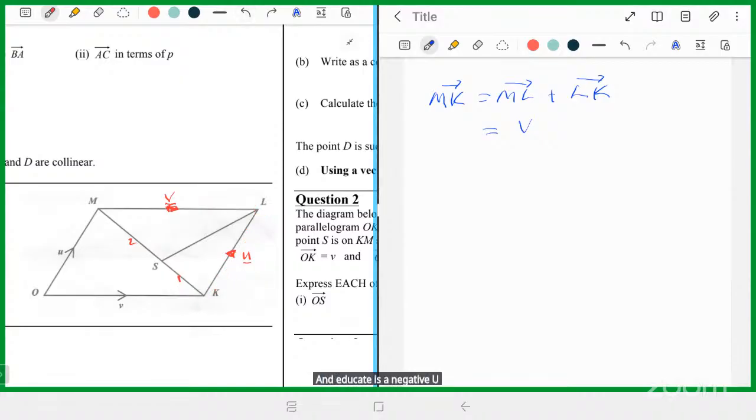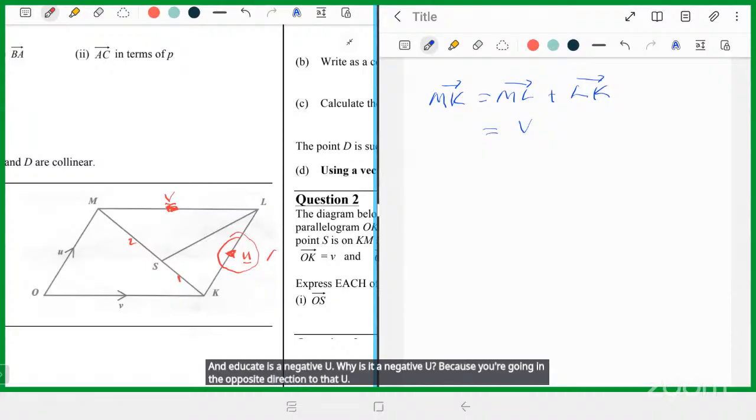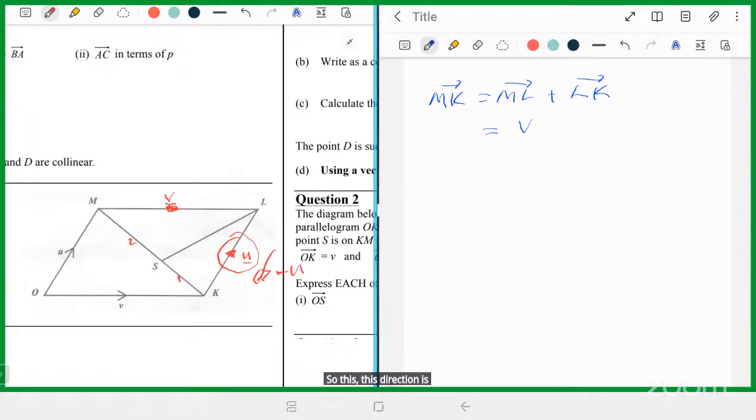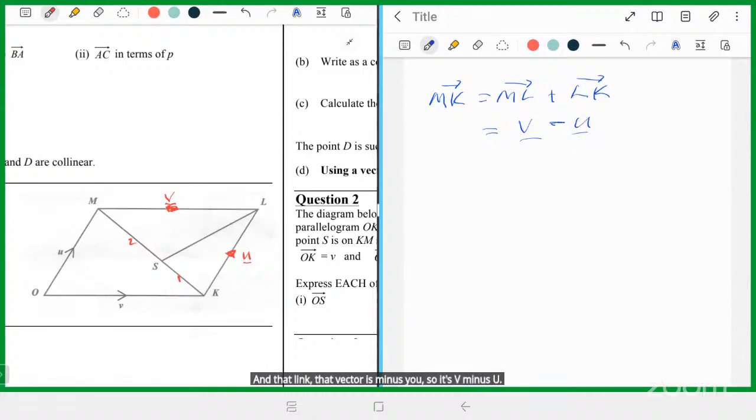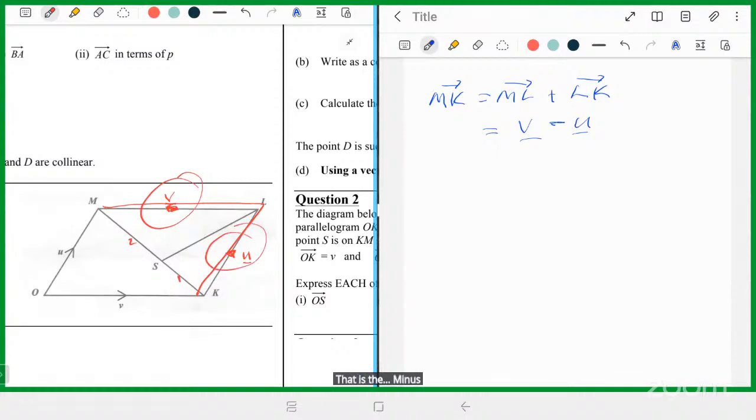Now, why is it a negative U? Because you're going in the opposite direction to that U. So this direction is minus U, and that vector is minus U. So it's V minus U. That is it. I could just look at the diagram and see it's V minus U using this and this from the diagram straight without having to write this out. So in any case, it is V minus U. That's the vector MK.